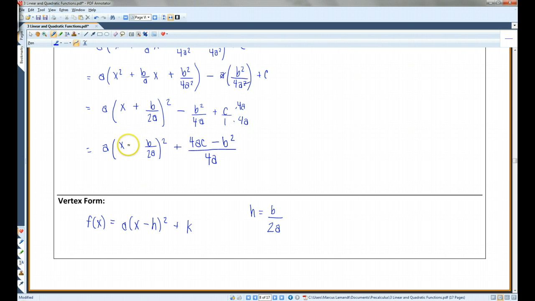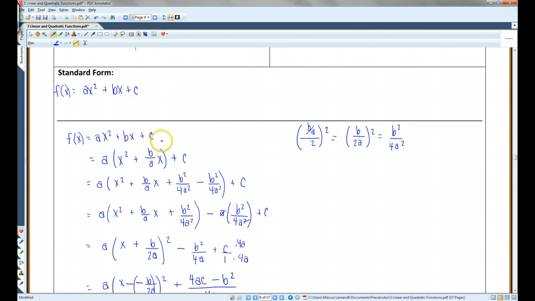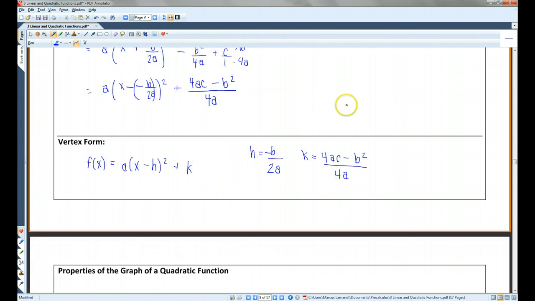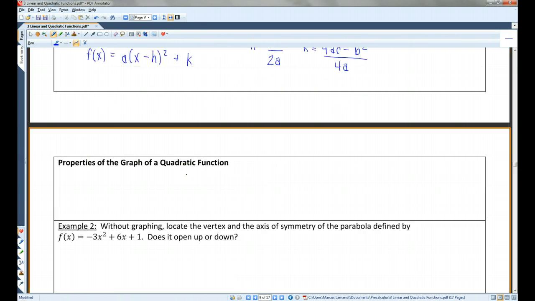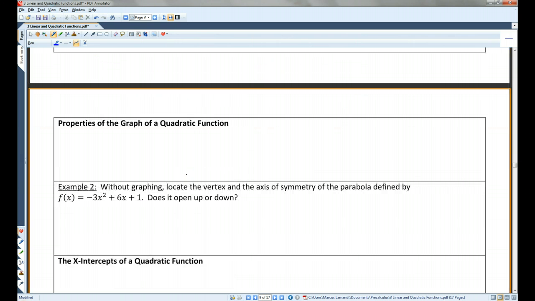Technically it's minus h, so this is a minus negative. Minus b over 2a, and k is 4ac minus b squared over 4a. So if you ever hit a situation where you really don't want to complete the square and do all this, you could instead just memorize these formulas and plug it in here. Alright. Properties of the graph of a quadratic equation.